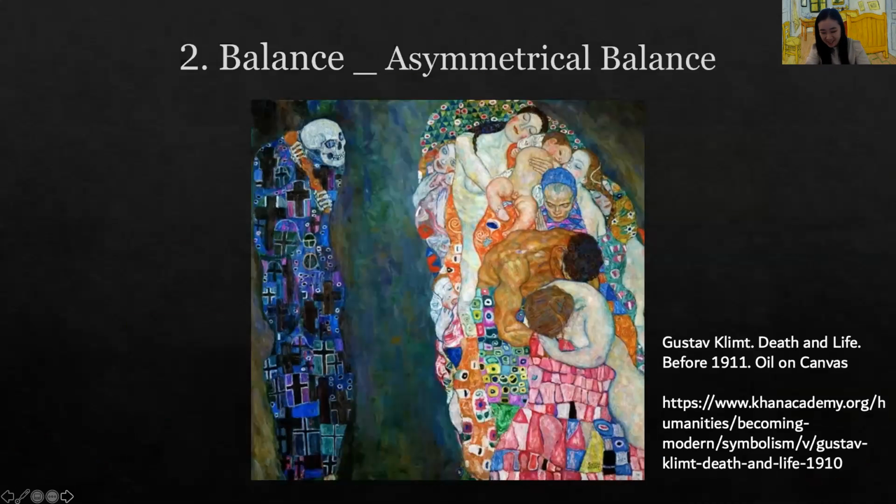That's right. There is a chunk of bright people on the right side, and there is a dark ghost on the left side, which is smaller than the bright chunk. So this is the 6th asymmetrical balance feature. Very good.